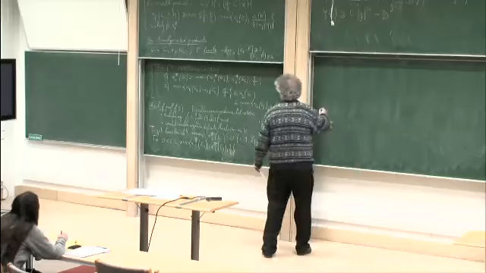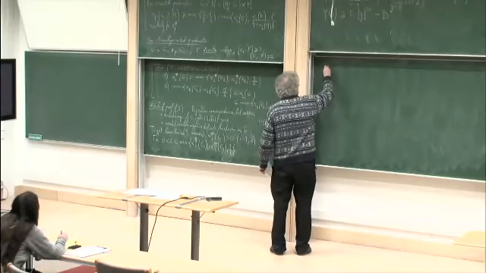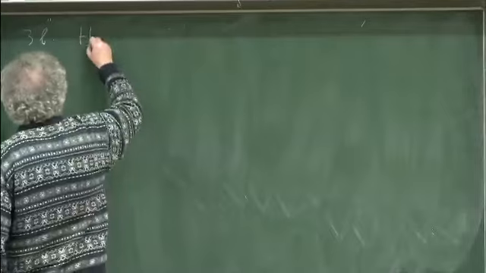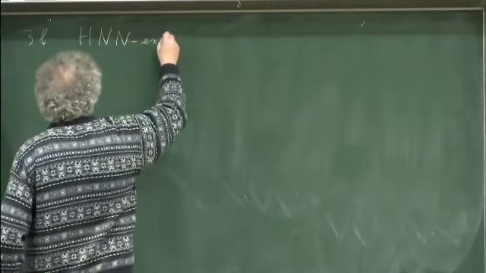Okay, it was 3A. So then it also has a result for HNN extensions.